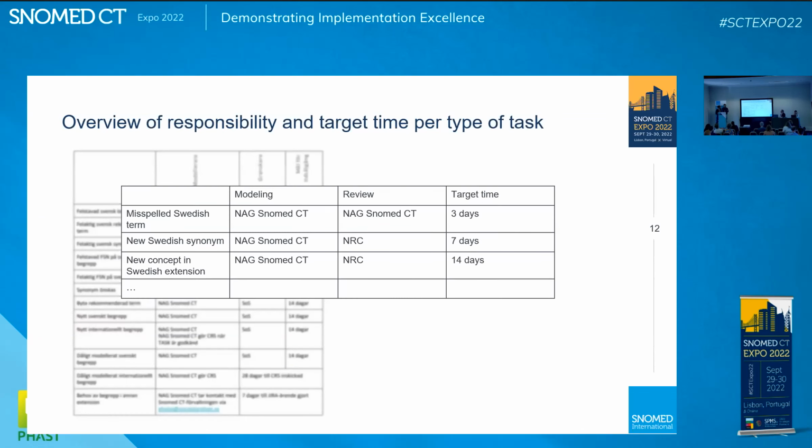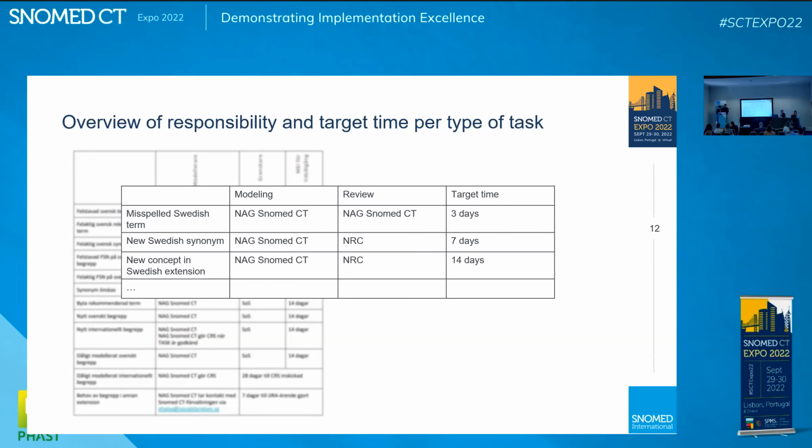We also went through different types of jobs that could be done in the authoring platform. And we said, who does the modeling? Who does the review? And what's the target time? There's actually only one case where the second proper review can also be done by the NAG, and that's where it's a misspelled Swedish term. That's the only case where people from the NAG can on their own just push something through all the way to the daily build initially, and then to the Swedish extension. For all of the other ones, the modeling is done by the NAG, and then there is this second review by somebody at the NRC.